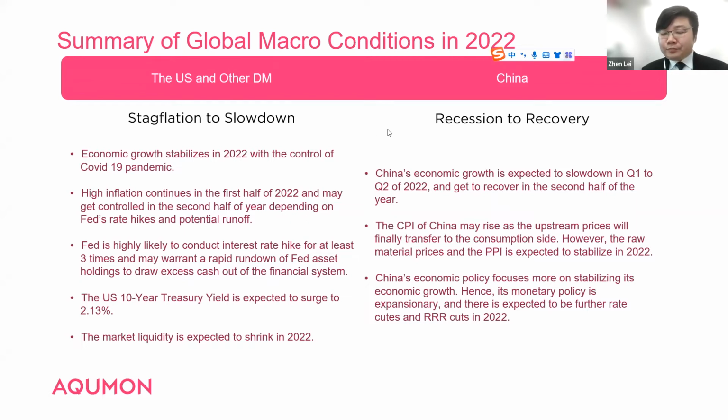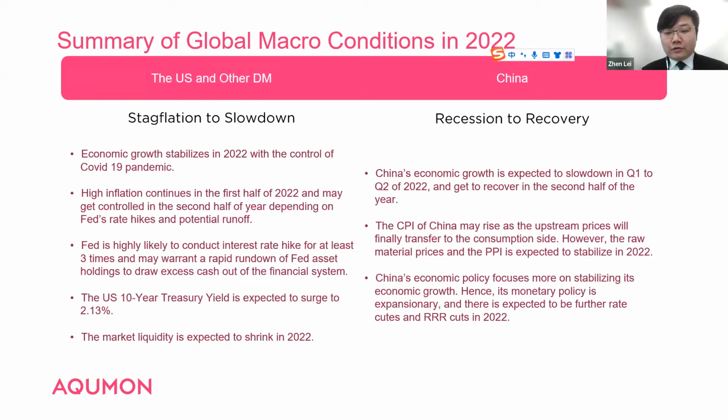For China, it's another story. We expect that China will experience recession to recovery. For the first half of the year, China's economic growth can continue to slow down and then recover in the second half of the year. The CPI of China may rise as the upstream prices will finally transfer to the consumption side.